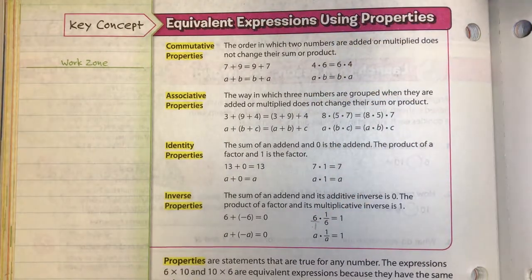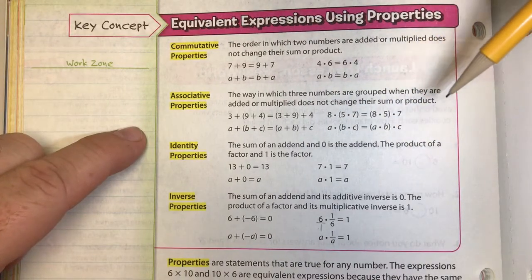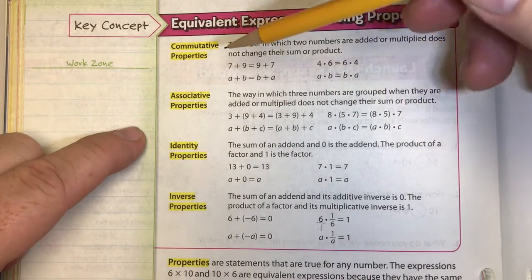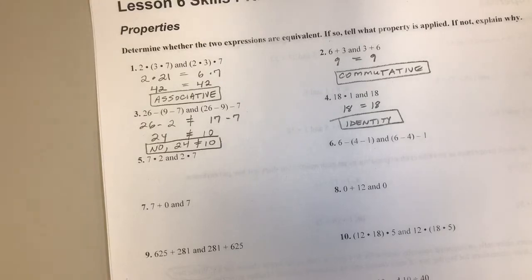These properties do not work with division, and they do not work with subtraction. So be careful on that. So you can come back to this page while you're working on your skill sheet, because you're going to need to know the specific names of these properties as you work through these examples right here.